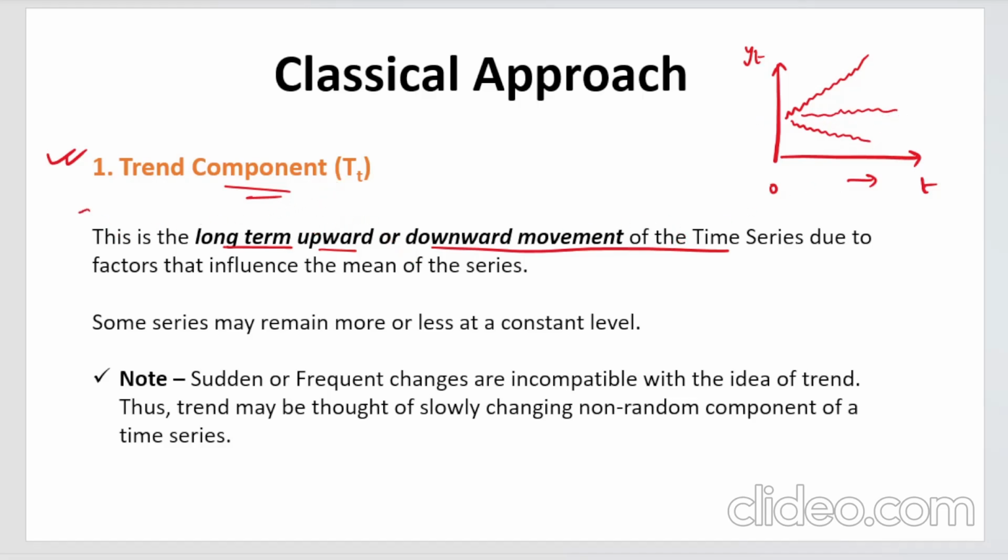So this is what the definition is saying, that trend is the long-term upward or downward movement of the time series due to the factors that influence the mean of the series. That we will see in a while. I have some examples for this. Some series may remain more or less at a constant level, right? So in this series, the mean is almost at a constant level. Now note that sudden or frequent changes are incompatible with the idea of trend. Trend may be thought of as a slowly changing non-random component of a time series.